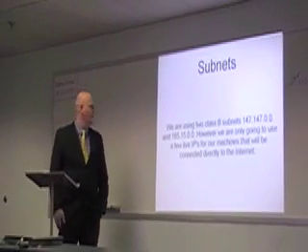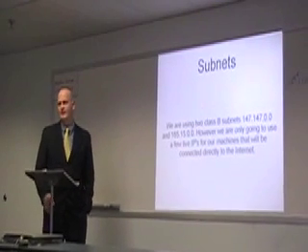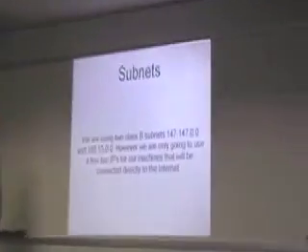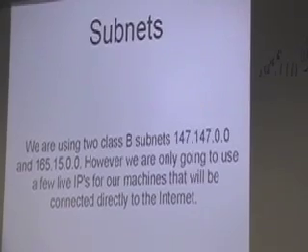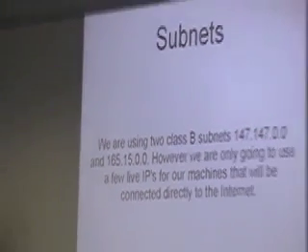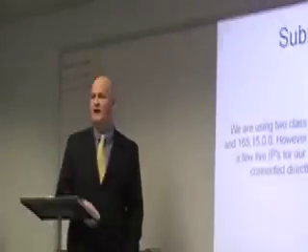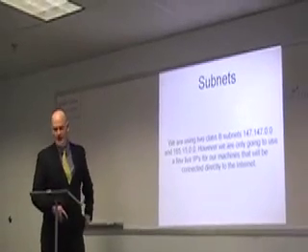For our subnets, we are using two different Class B subnets, the 147.147.0.0 and the 165.15.0.0. However, we felt this was too many addresses to have available. There's like 65,000 addresses per network. We thought it'd be a waste of money to buy all those addresses, so we just chose to use a few because we only have a few machines that will use live IPs that actually connect to the internet. The rest of them are going to be within our private network using the private IP scheme.